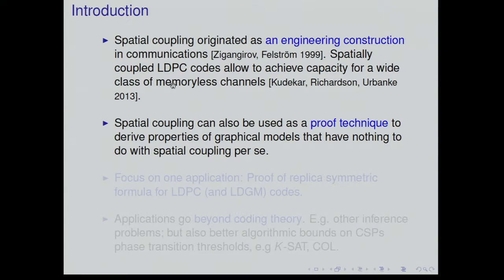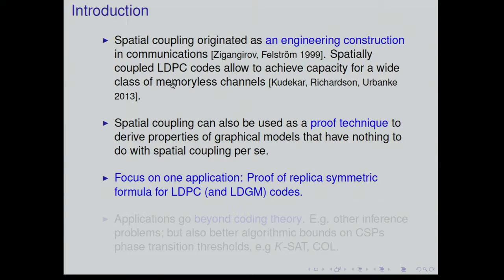And in general, it's a proof technique that allows you to derive properties of graphical models that have nothing to do with this construction per se. Okay, so it's like when you use complex analysis to prove something in real analysis. You do a detour. Okay, so as I said, I'll focus on one application, which is, for those who know what this means, the proof of the replica symmetric formula for the mutual information of LDPC codes, or it could have been low-density generator matrix codes.